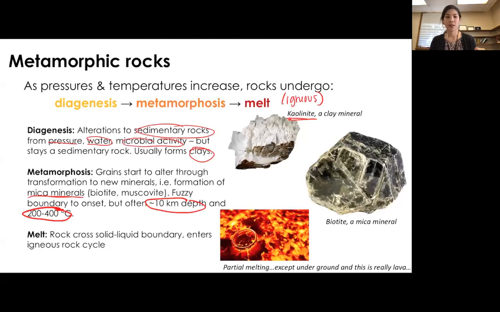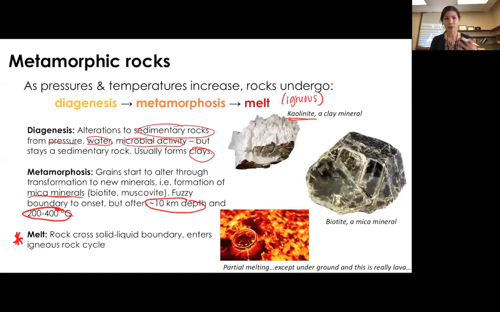As we continue to increase in depth and increase in temperature, we eventually cross into the melt zone, which is when rocks cross the solid-liquid boundary. And so here they're going to actually start to melt and form part of that igneous rock cycle. So we can see an example of this cycle on the right.